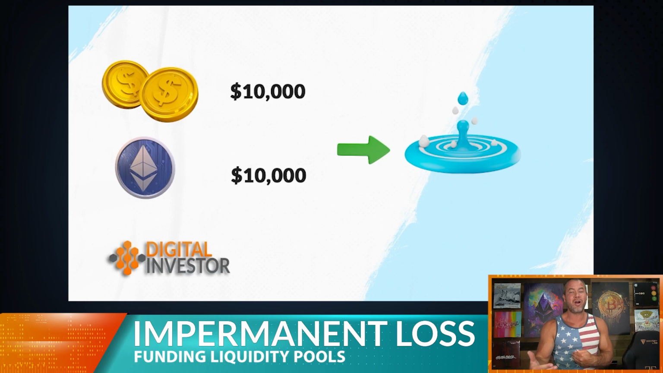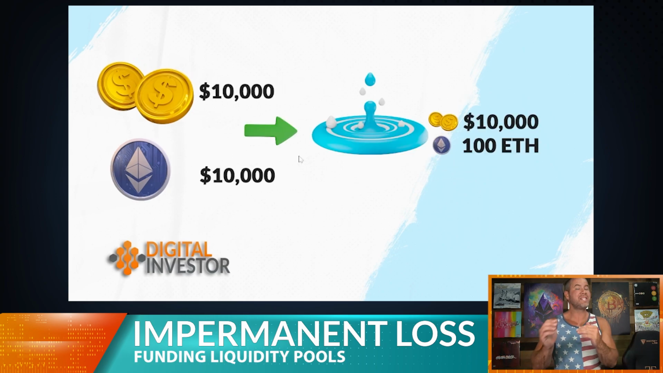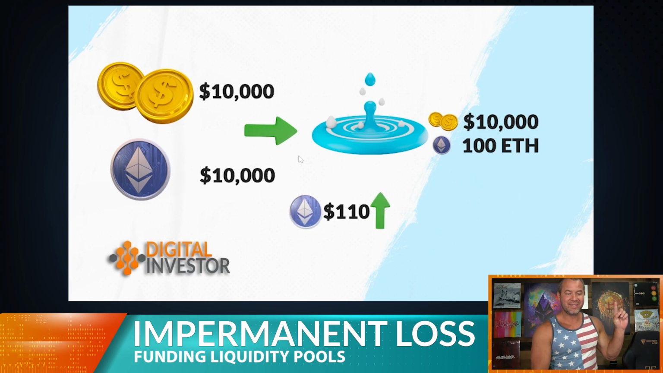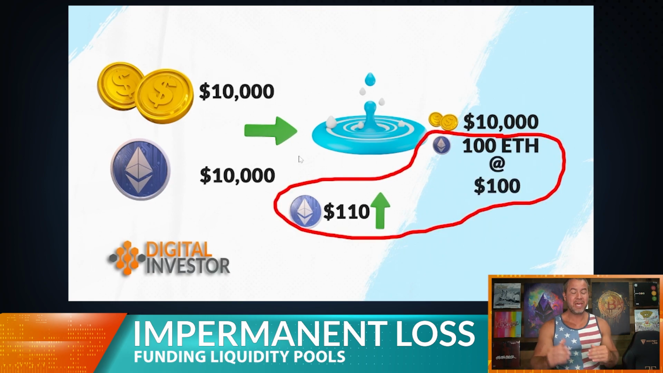Now, let's assume for our example, Ethereum is at $100 per Ethereum right now, which ultimately means we have 100 Ethereum in the pool. Now, let's say Ethereum jumps to $110. What does that mean? It means people are going to see the difference in $100 Ethereum and $110 Ethereum and see an arbitrage situation. So they're going to go take that $100 Ethereum out of the liquidity pool.